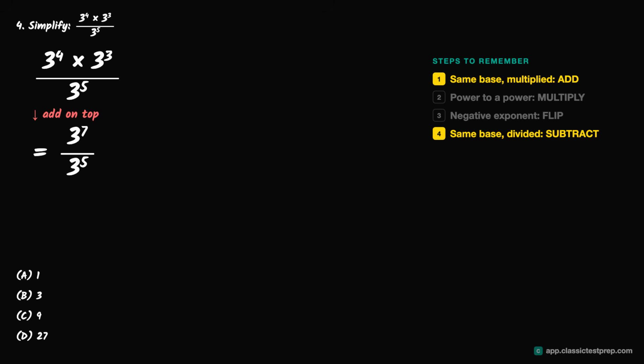So far, so good. Now we come to the division. Same base, but this time it's divided. And so it works more or less the same way, but in the opposite direction. Instead of adding, you're going to subtract the exponents. So 7 minus 5 is 2, which brings us to 3 squared. 3 squared is 9, so that's answer C. If you keep these basic exponent rules in mind, you'll be doing yourself a very big favor in the CLT quantitative reasoning section.